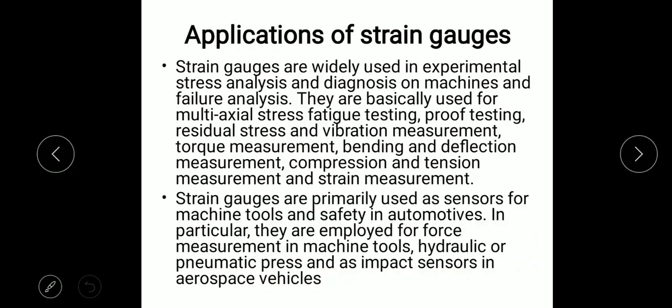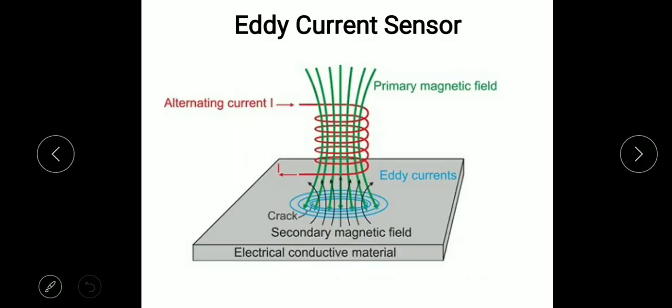There is a wide range of applications of strain gauges, and these are used as a base for machine tools for sensing motion and for safety in automobiles. In particular, they are employed for force measurement in machine tools like hydraulic and pneumatic presses, and as impact sensors in aerospace vehicles. Now we will discuss what an eddy current sensor is.